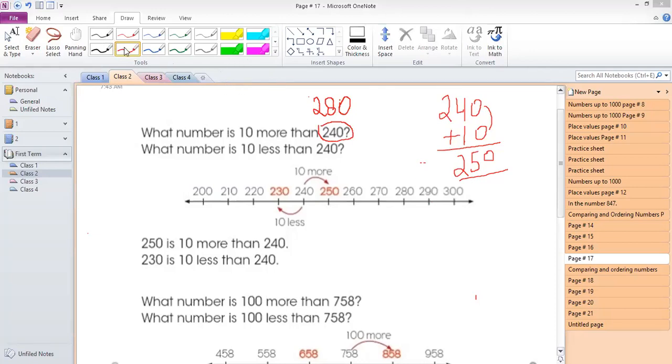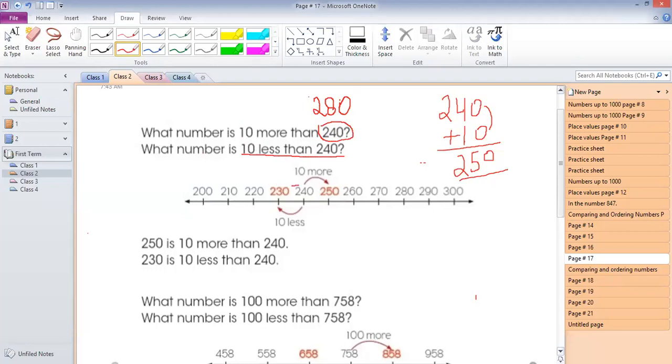Same here, guys. If we talk about what number is 10 less than 240, as previously, in page number 16 for more than one or less than one, we will do the same. Less than means minus or before, so we will go to the number line, checking before the number. So where is 240? What number is 10 less than 240?